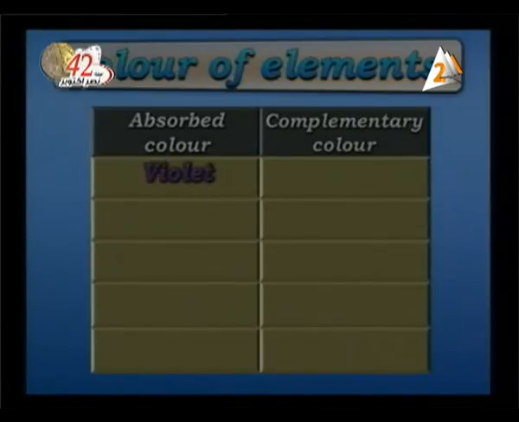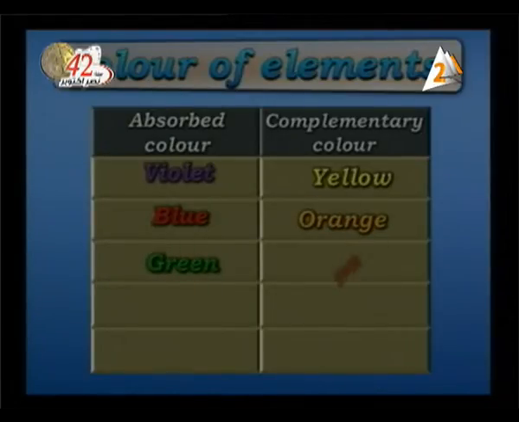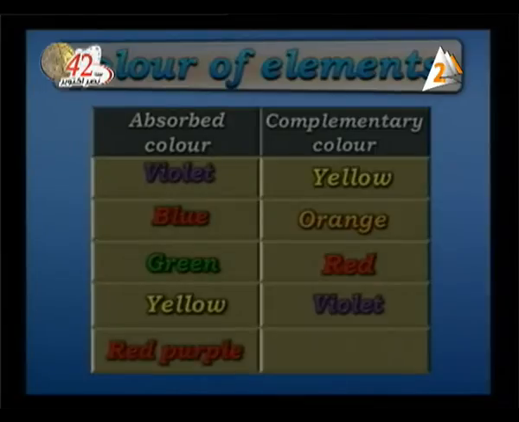So when the absorbed color is violet, the complementary color is yellow. And when blue is absorbed, the complementary color is orange. And for green, the complementary color is red. When the absorbed color is yellow, the apparent color to the eye, which is the complementary color, is violet. And when the absorbed color of the visible spectrum is red-purple, the complementary color that appears to the eye will be green.